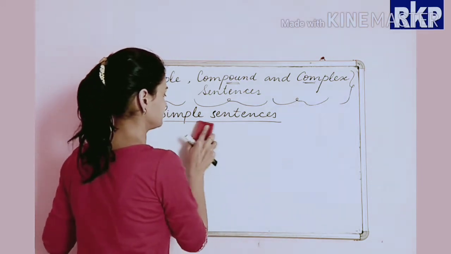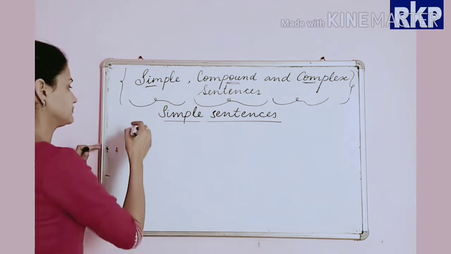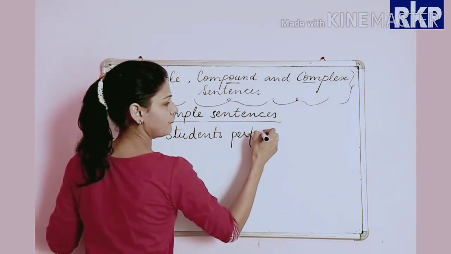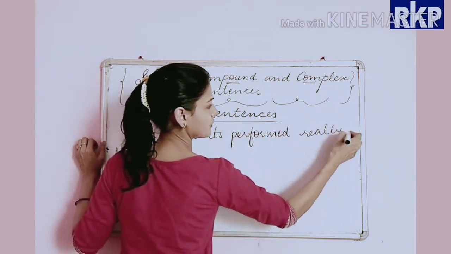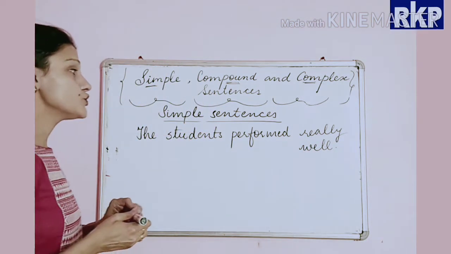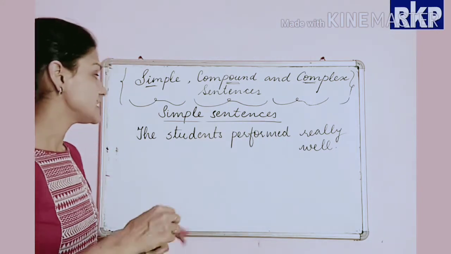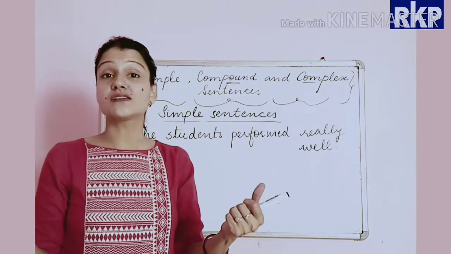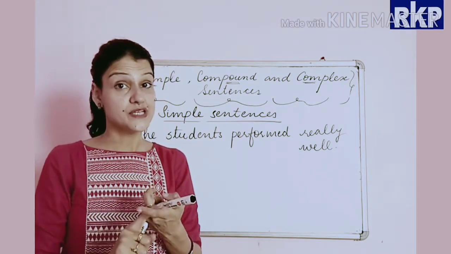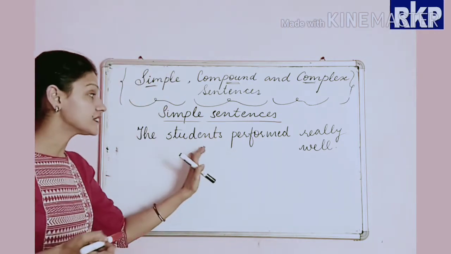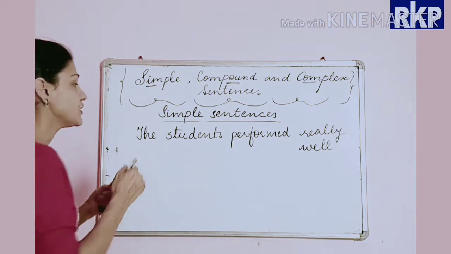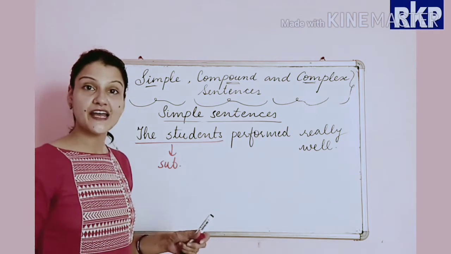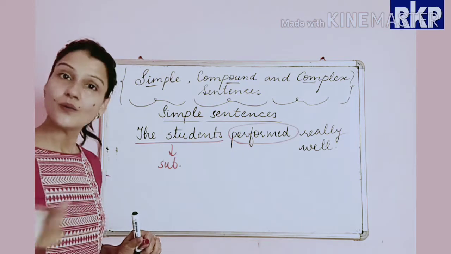Now, the students performed really well. Beta, I told you simple sentences means one main clause, and one main clause has its own subject and one finite verb. So let's find out whether this sentence fits these two conditions or not. This is the subject, and where is the finite verb? Very good, this is our finite verb.